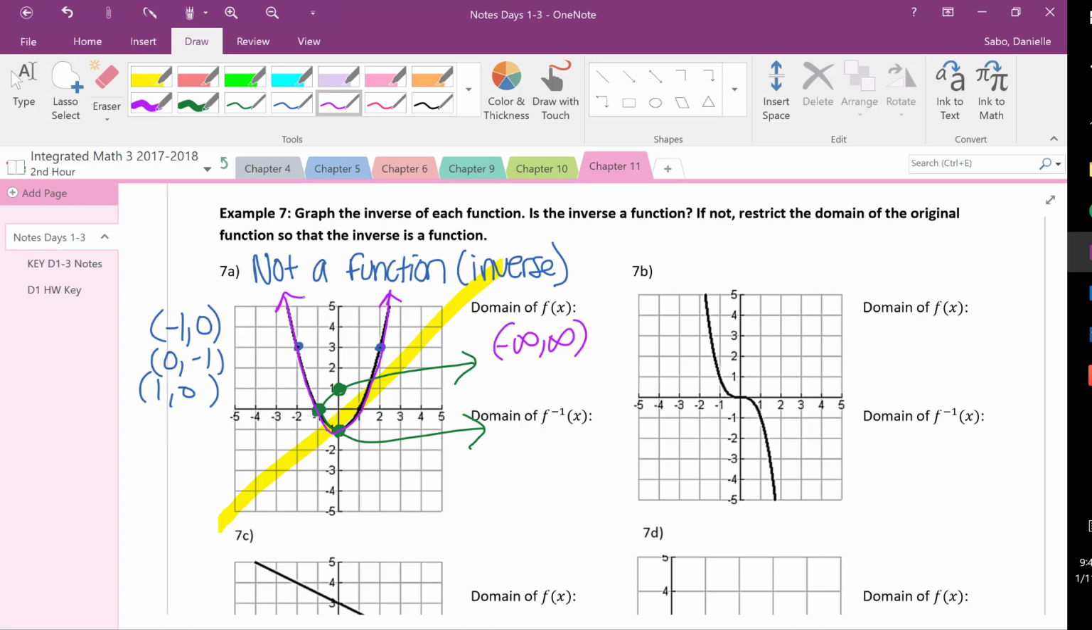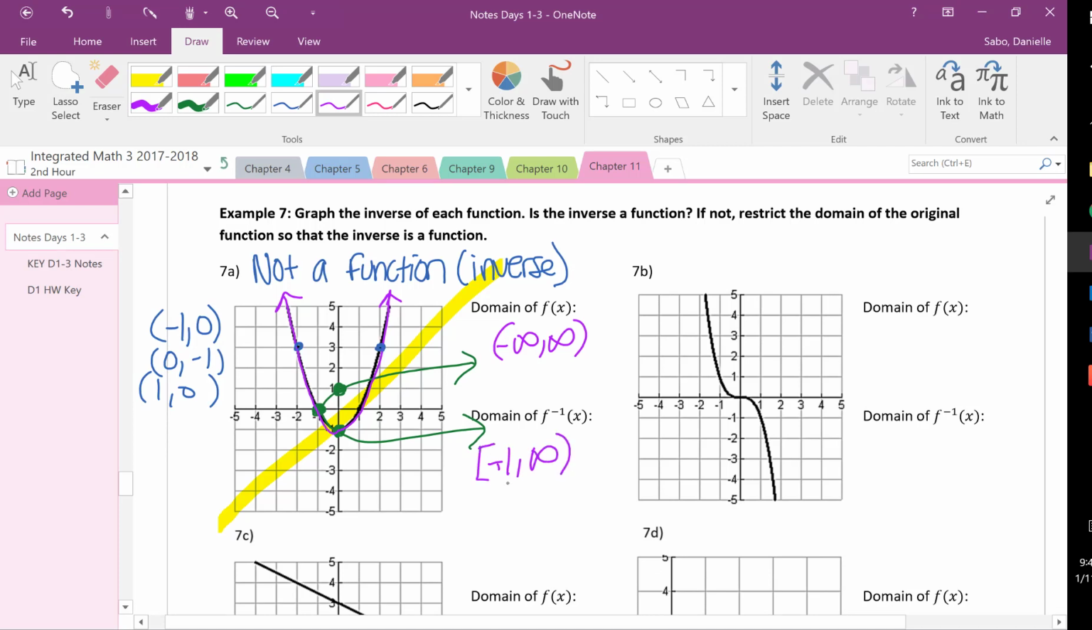The question asks, if it is not a function, which we said it was not, can we restrict the domain so that it is? We can. So let's talk about this. When we have our original function, remember what I talked about yesterday, the domain and the ranges always switch. What's the range of our original? -1 to where? So what's the domain of our inverse? I heard it. It is -1 to infinity, and I will explain that.